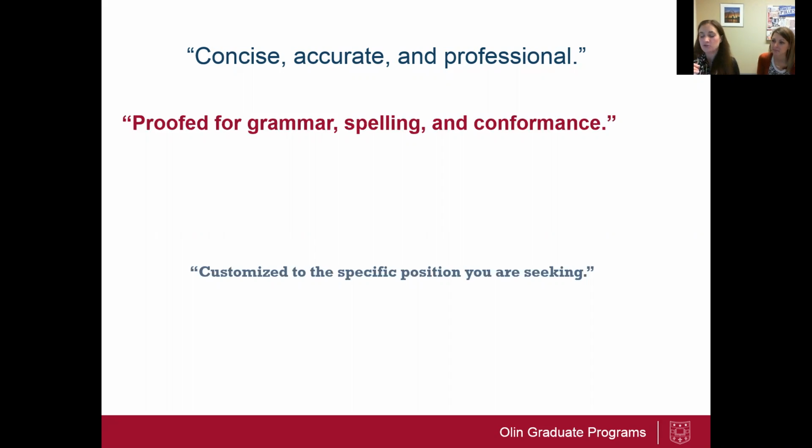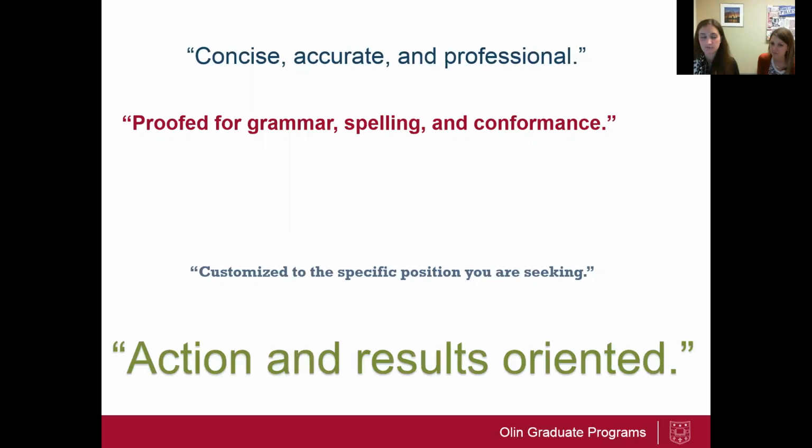So we understand that you might have used this resume for applying for jobs, but this resume really should also be for business school. So make sure that you are thinking about the skills that you've gained from your jobs, the experiences you've had, and how you can really translate those to contributing to the business classroom. Also, action and results oriented.